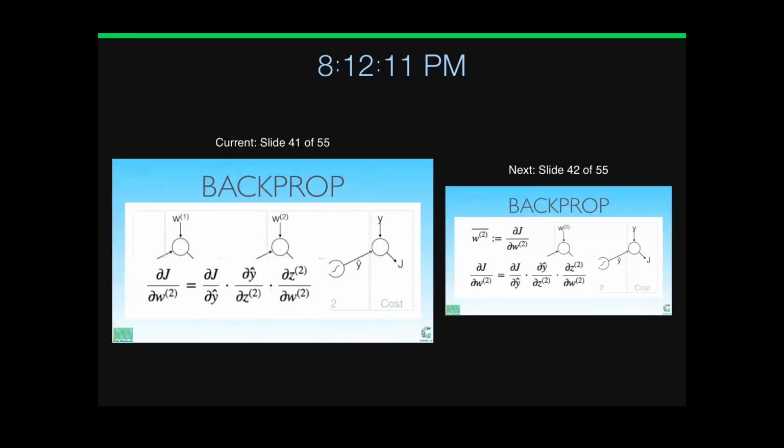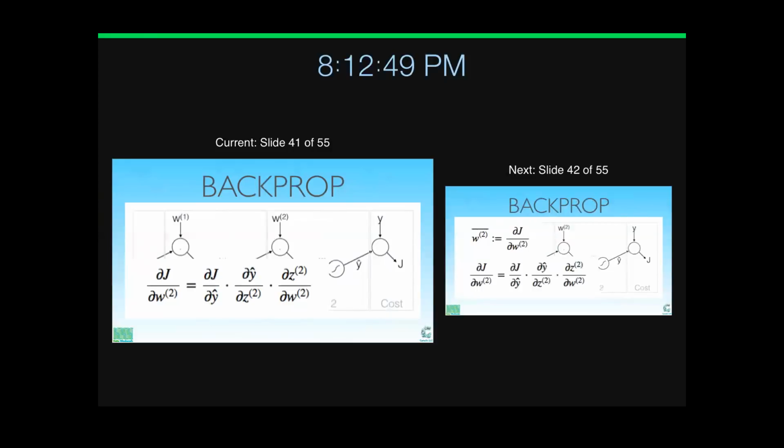The derivative of J with respect to W2 is what? The derivative of J with respect to Y hat, times the derivative of Y hat with respect to Z2, times the derivative of Z2 with respect to W2. So basically, since these are nested functions, I'm applying the chain rule and differentiating each of these with respect to its own argument and multiplying it with the next derivative. Okay?